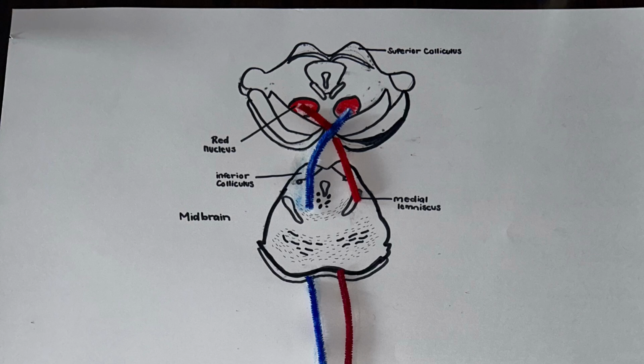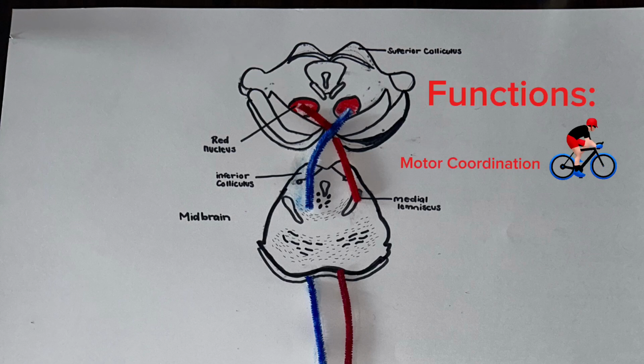The origin of the rubrospinal tract is the red nucleus located in the midbrain or tegmentum. So the red nucleus is involved in motor coordination and is particularly important for the control of fine motor movements.